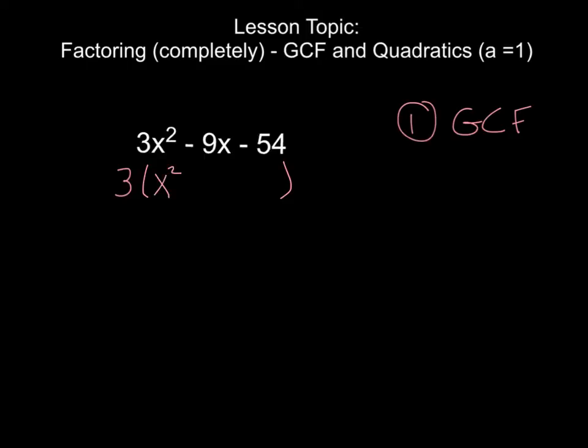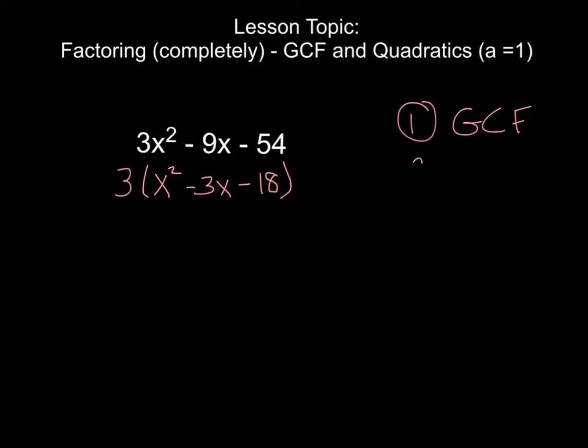We have x squared left, minus 9 divided by 3 is 3. So we have minus 3x because the x has not been factored out. And then minus 18 because 54 divided by 3 is 18. At this point, what we have on the outside is our GCF, and what we have on the inside is a quadratic where a equals 1.